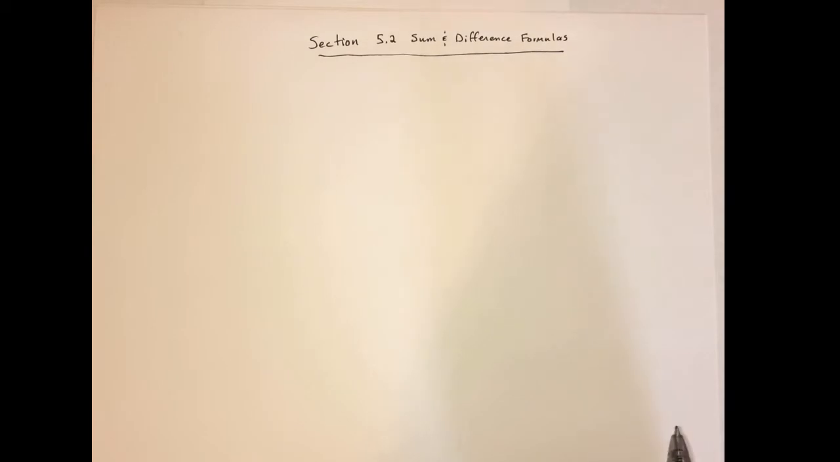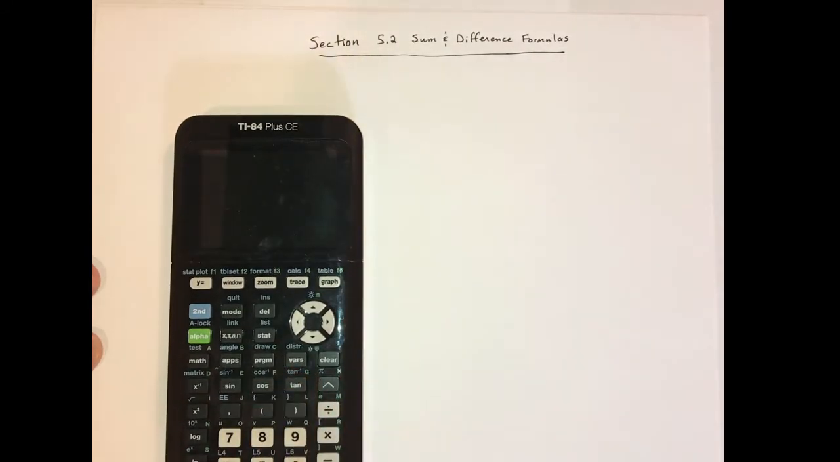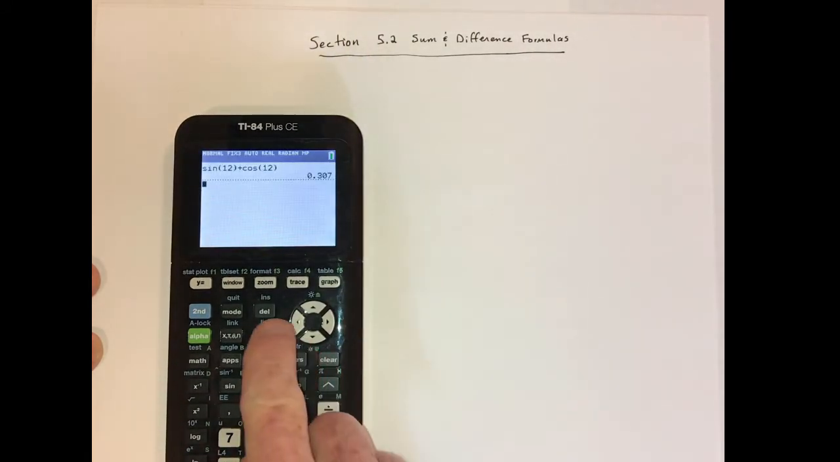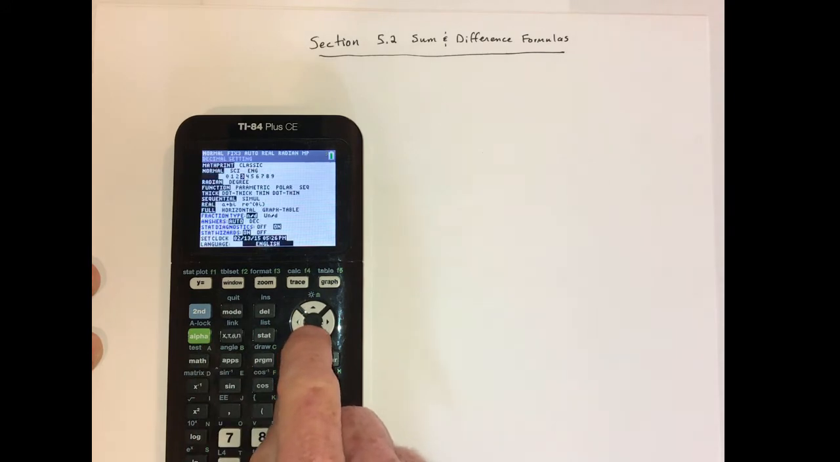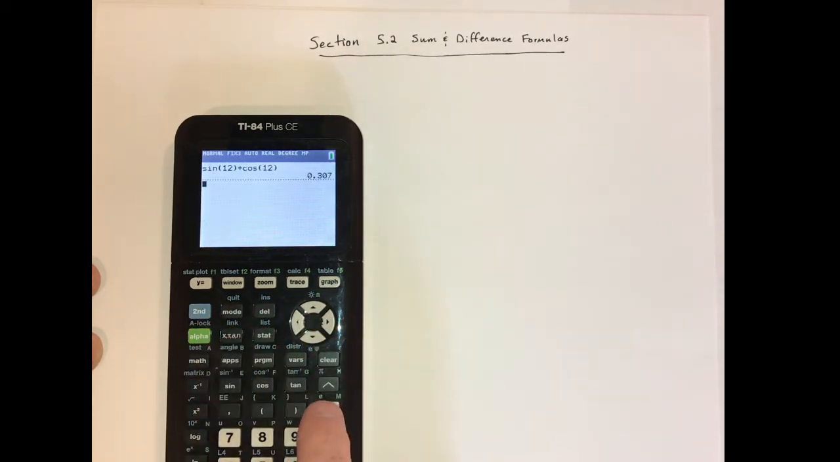So section 5.2 has sum and difference formulas. So what it's talking about is, I want to change this to degrees for this example. What it's talking about is if you have sine of, and now just pick two of your favorite numbers, 12 plus 36. Then how much is that?